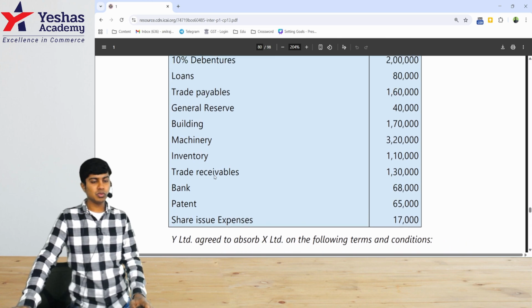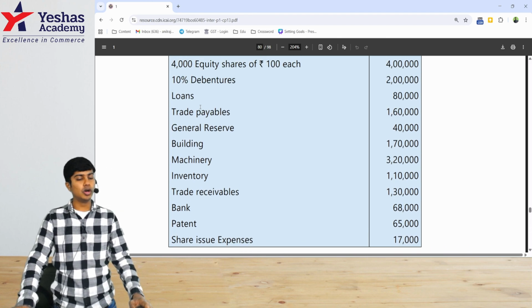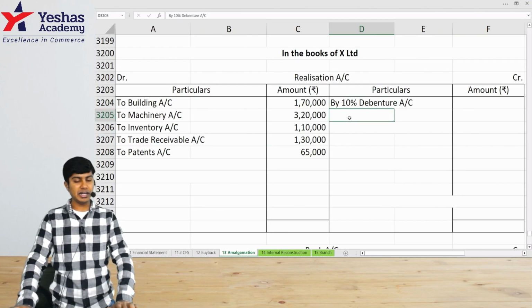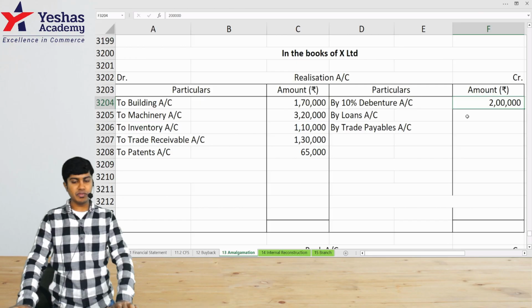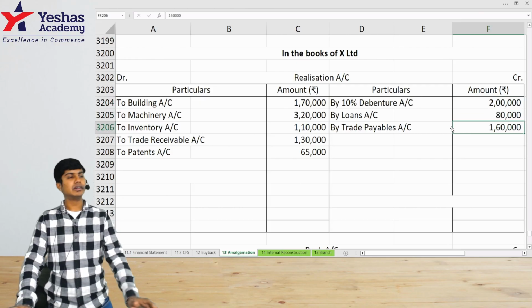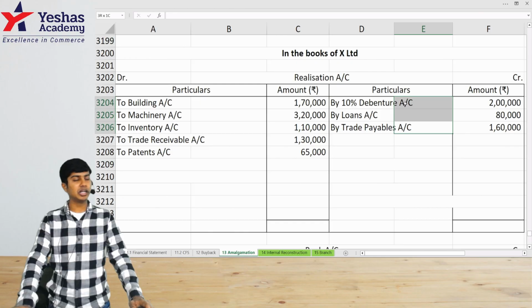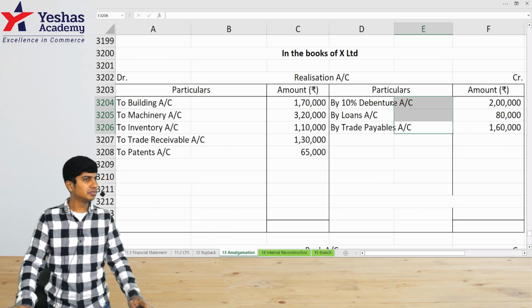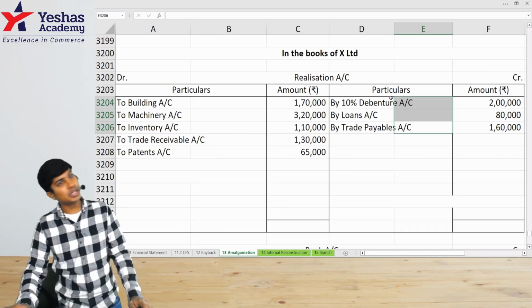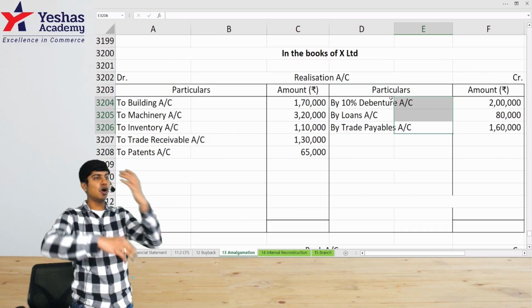Then come to liabilities. What do we have? Trade payable, loan and debenture. I'll write by trade payable, by loan, by debenture. What values? 2,80,000 and 1,60,000. Understood? Trade payable, loan and debenture. Liabilities are also transferred at book value to realization.